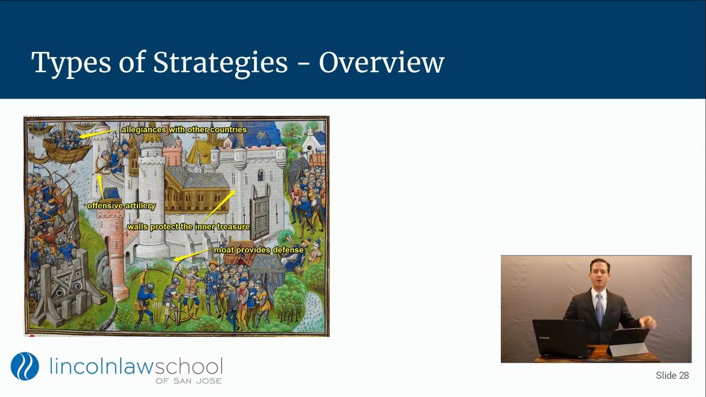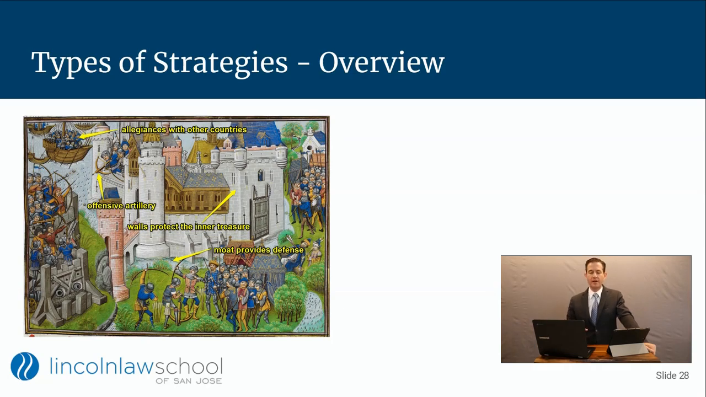You often would have a moat outside, and that moat would provide some defense against whatever was coming against you. You would have the archery men on the castle as well. That's providing some offensive use as well, where they could be going after people. And last but not least, you have people in boats coming to the rescue of the castle. And these could be some allegiances with other countries.